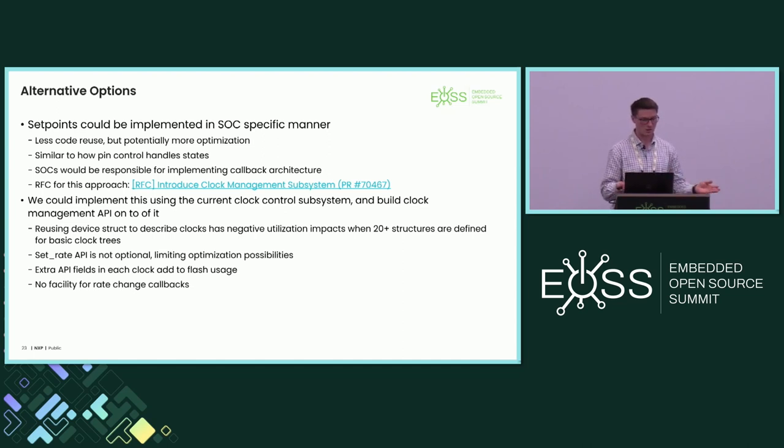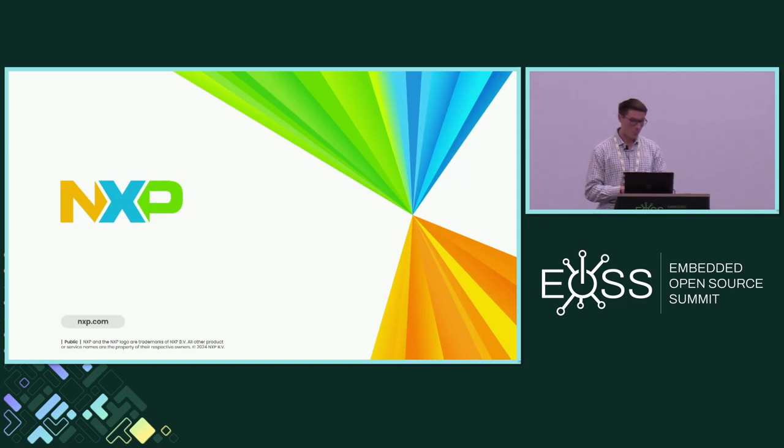expensive. Additionally, there's the concept of the set rate API, which I am still of the opinion that we should probably try to avoid requiring for every base image, because smaller parts just don't need to calculate their entire clock tree at runtime like that. And then beyond that, every extra API field, you'll notice there's not that many APIs in the clock driver implementation. That's because those also add to flash usage. And then there's no facility for rate change callbacks. So that concludes the presentation.